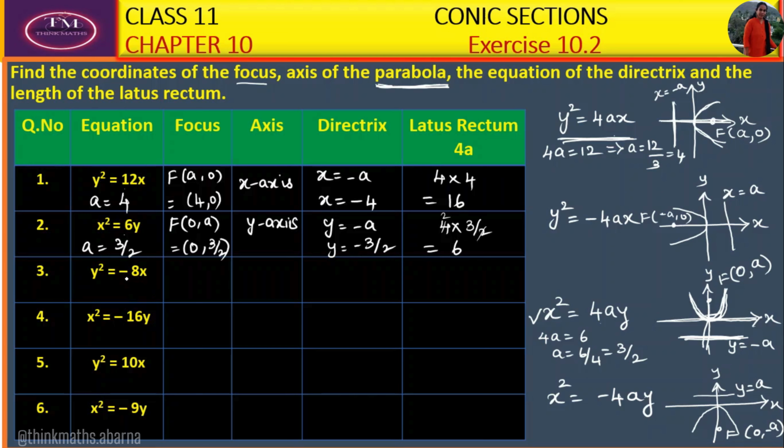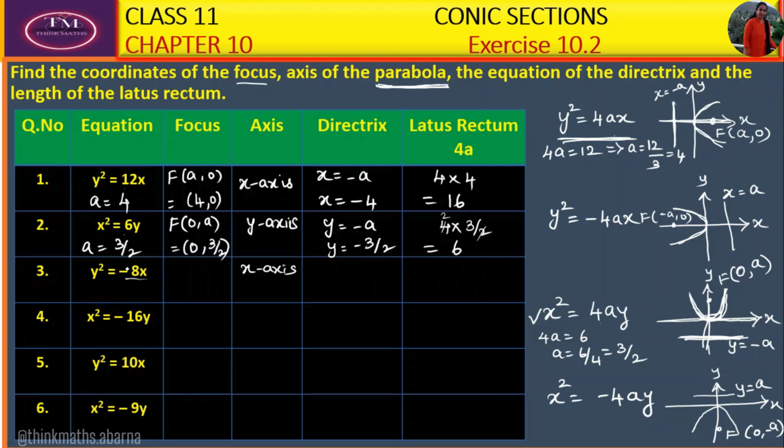So if you check the left side, right side, the coefficient of x is negative. So you have the coefficient of x, so it will be in x-axis. So if you check the left side, you can see the x value. So the axis will be x-axis and it is negative. So the parabola will be on the negative side of x-axis. Okay. Now the focus is minus a comma 0. So we have to find a. So it is minus 4ax.